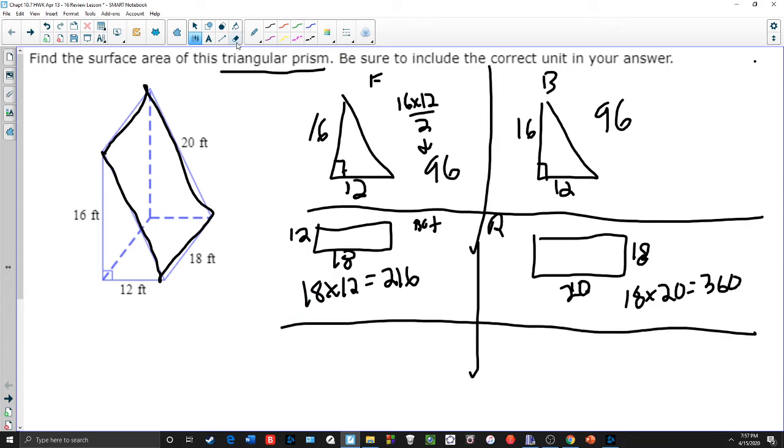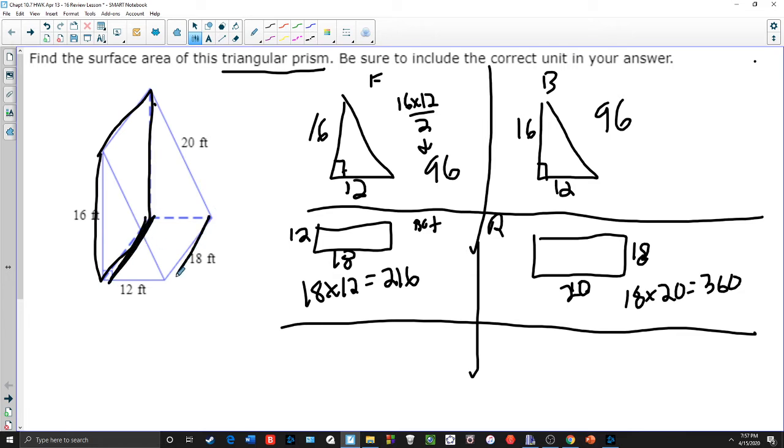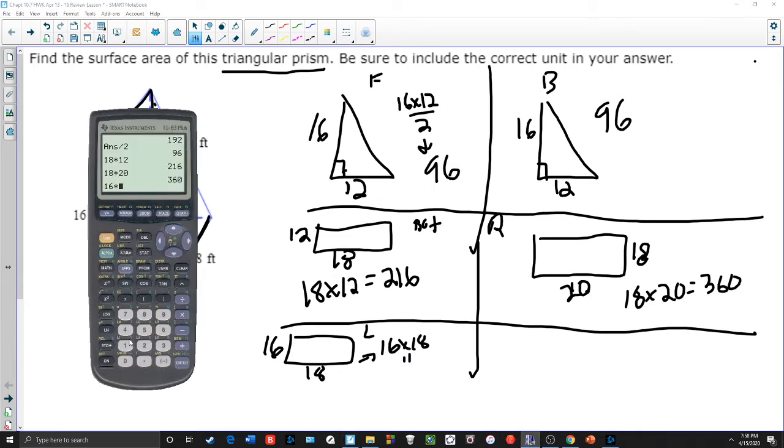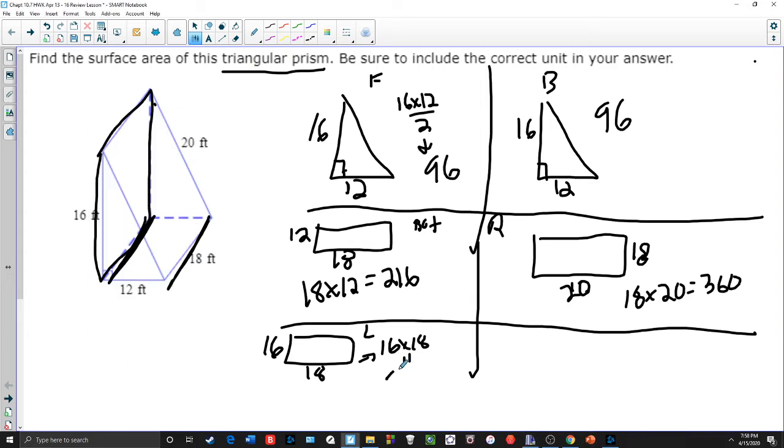And then lastly, we have the left side rectangle. So that's this one back here. Again, there's always 5 shapes to a triangular prism: 2 triangles and 3 rectangles. And this one is 16 by 18, because this line here goes the same direction this line does, so they're both going to be the same, which is 18. So this is 16 by 18, and this is my left. So that would end up being 16 times 18, which gives us 288.